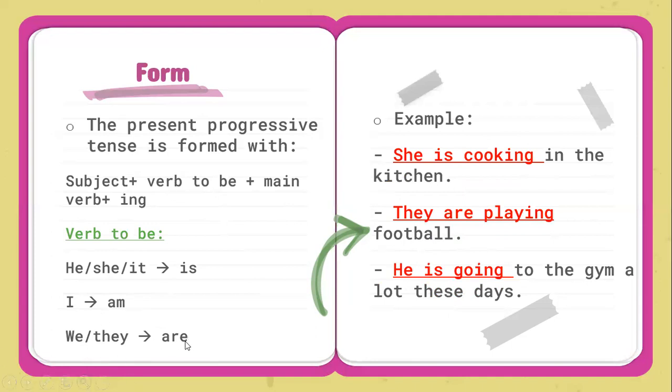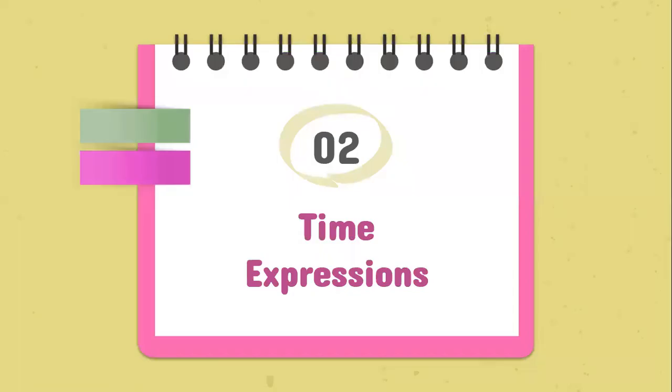We are, they are listening. Okay. So subject, verb to be, plus the verb plus ing. That's how I form a sentence in the present progressive tense. Now, what are the time expressions used?